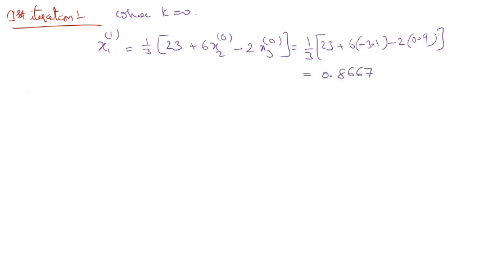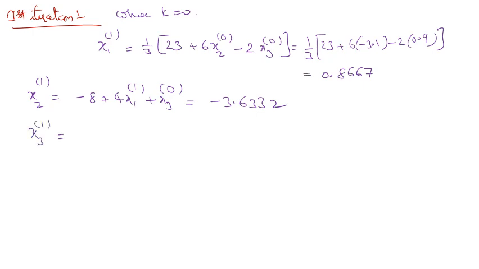0.8667. Next, x2 at first iteration equals minus 8 plus 4 x1 at first iteration plus x3 at the 0th iteration. If I substitute all these values, I am getting minus 3.63332. Next, x3 at first iteration is 1 by 7 times (17 minus x1 at first level plus 3 x2). x2 is also known at first level, so write first level and substitute all the values. The result is this one.